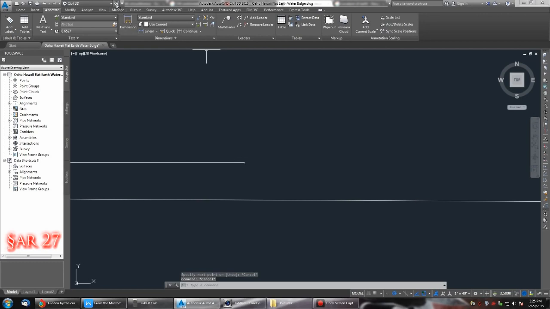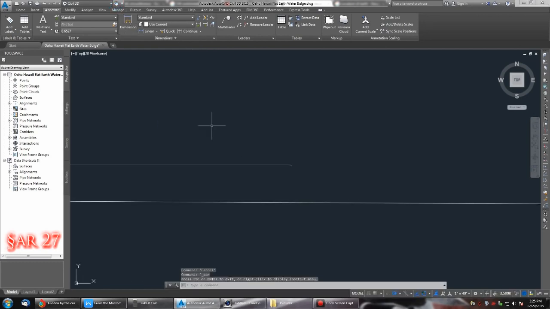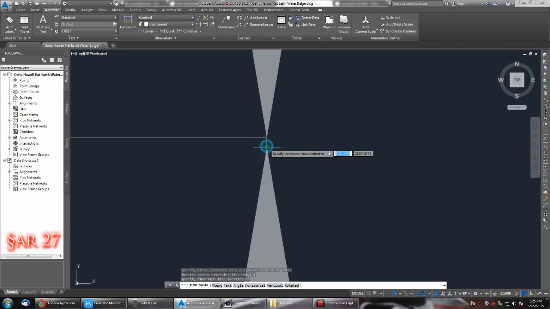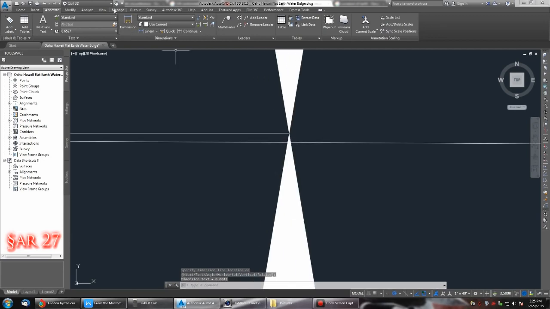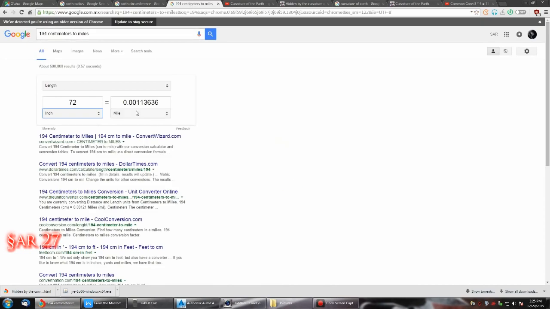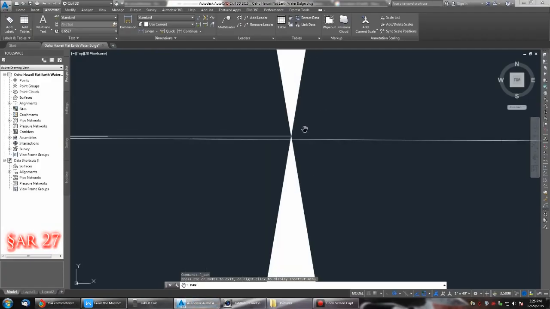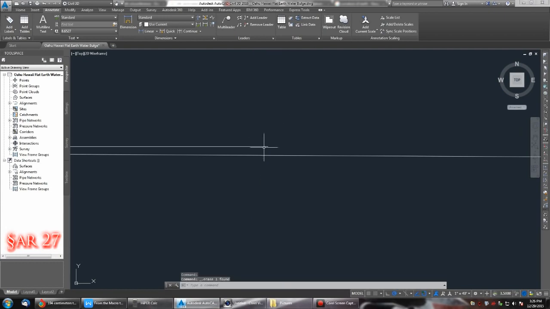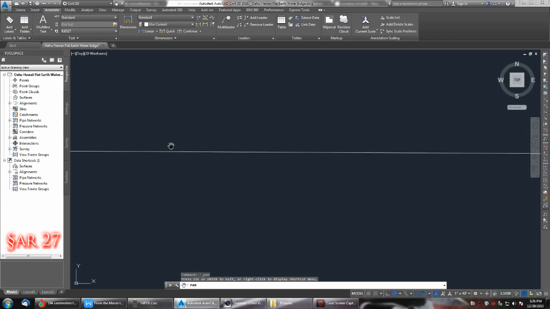Now, I'm going to put a dimension on it. I mean, dim linear. I'm just going to leave it there. To verify, that's 0.0011. 72 inches is 0.0011 miles. This is astounding. This is absurd and beyond my wildest imagination.